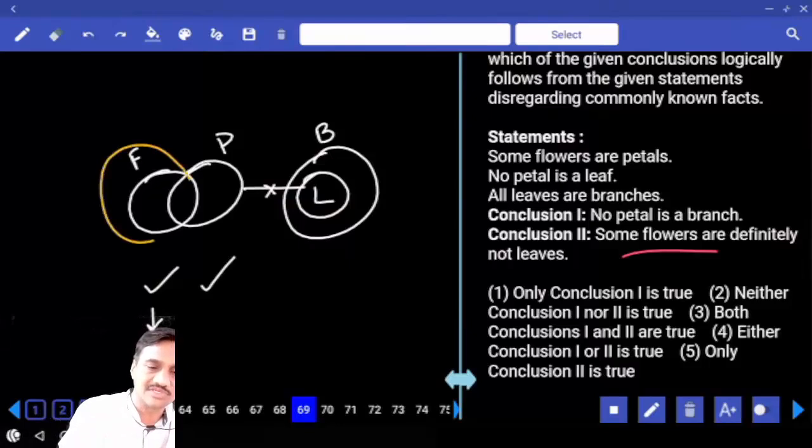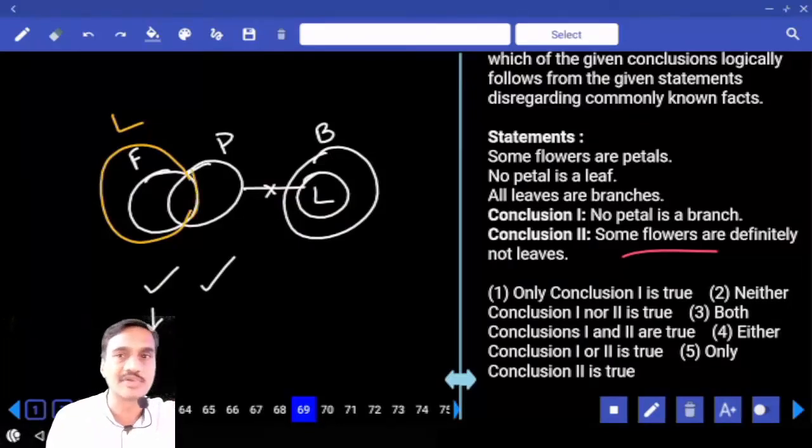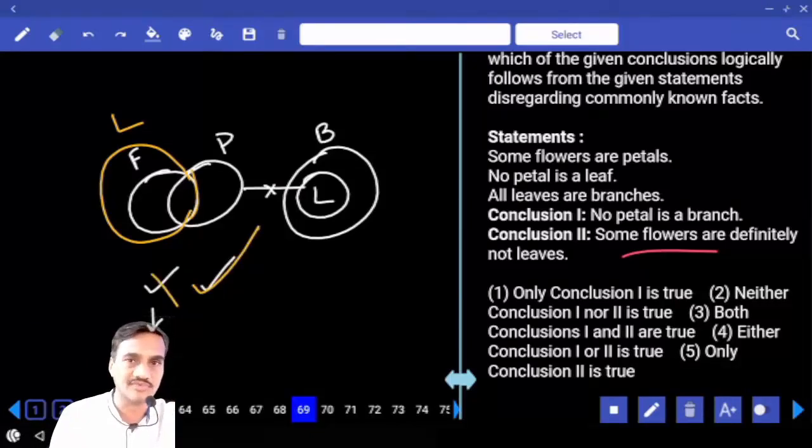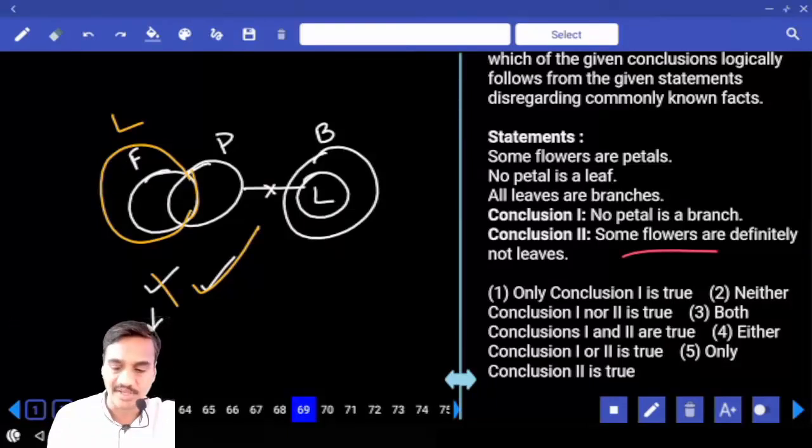All flowers are leaves only if the leaves extend. Now if I draw the leaf like this, no petal is a leaf will become false. An alternate diagram cannot be drawn, this will be true forever. Then what is your answer? Only 2 follows. Only 2. And it is given in which choice? Only 2, choice 5.